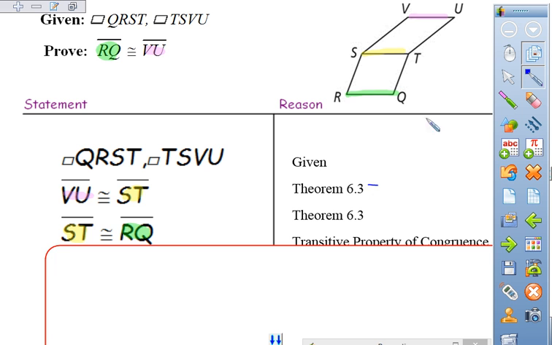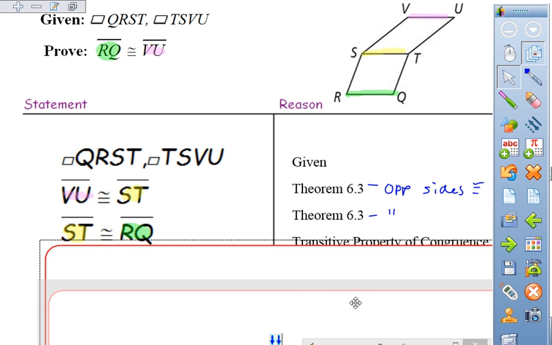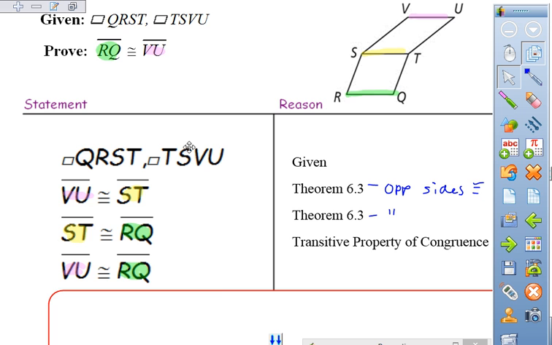So if you don't remember the theorem number, you could just say opposite sides are congruent, and the same thing for down here. So if pink is congruent to yellow and yellow is congruent to green, then by the transitive property, pink is congruent to green, and that's what we were trying to say up here.